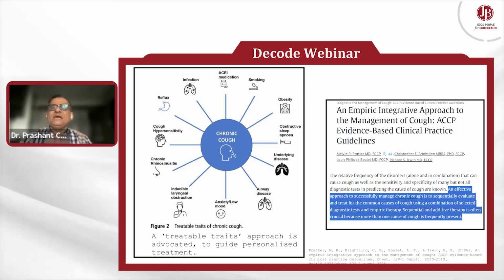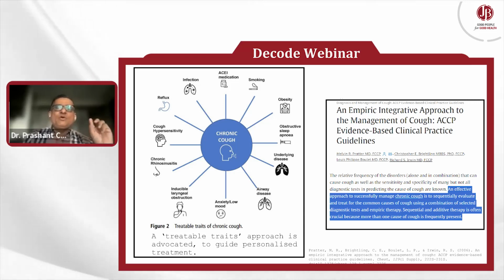So what do these guidelines talk about? They talk about an empiric integrative approach to management of cough, and they say an effective approach to successfully manage chronic cough is to evaluate and treat common causes of cough using a combination of selected diagnostic tests. So yes, we need to do tests, and we said this, if it's a subacute cough, you need to do more tests. And empiric therapy, you have to treat them symptomatically. For every cough, you can't land up doing a test. So if it's a post-viral thing, if it's an acute cough, which is going to resolve over a period of time, you need to give that individual symptomatic relief, you need to treat that symptomatically.